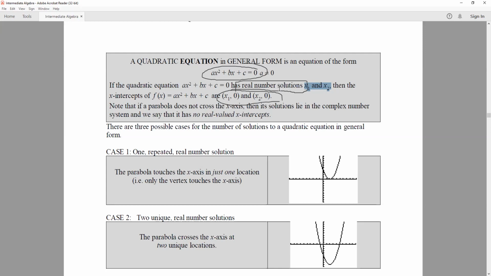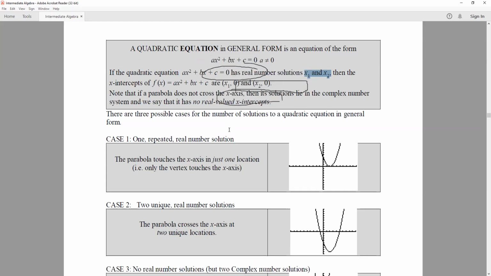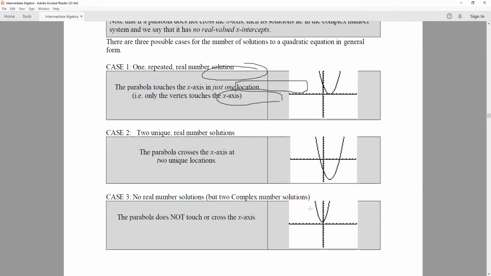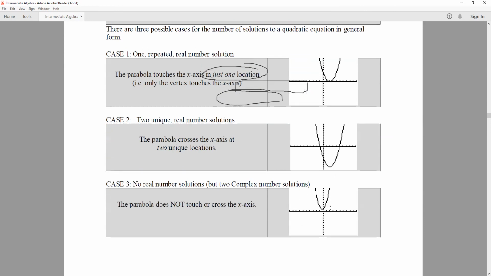Now, sometimes you might have a situation where your graph is not going to cut the x-axis like that. Okay? So we say that it doesn't have a real number solution, but it has two complex number solutions, which we'll talk about later. Two complex number solutions, because the parabola does not touch or cross the x-axis.